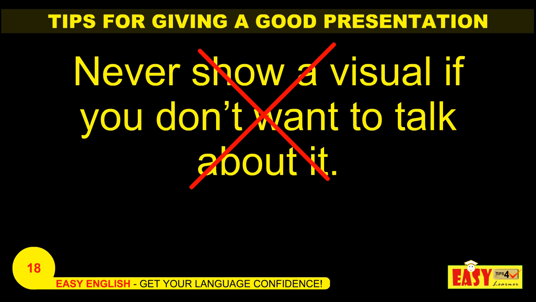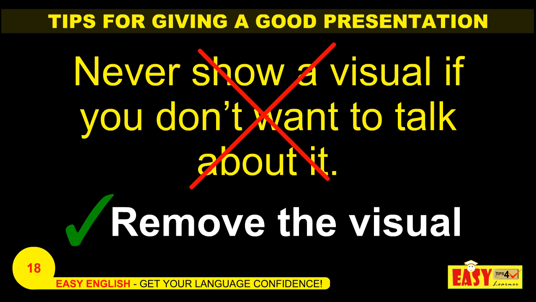Never show a visual if you don't want to talk about it. For example, at that particular instance, you may feel that the visual is not necessary to be explained there. In that case, never show a visual if you don't want to talk about it. Remove the visual once you have finished talking about it. For example, you have shown the visual, you have explained a lot about it, and you are at the verge of completing it. After you complete explaining it, please remove the visual and don't keep it there when you start the next explanation.